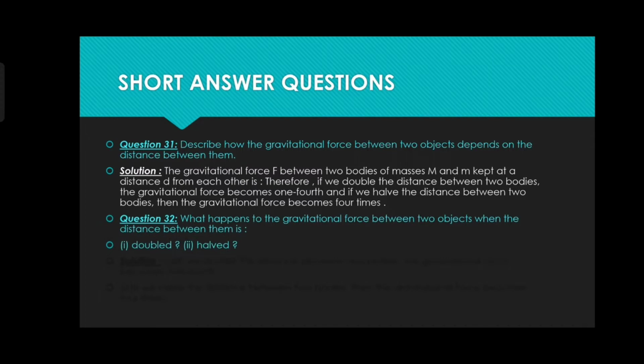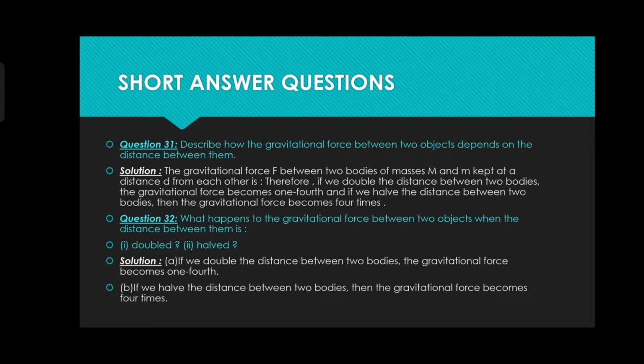Question number 32. What happens to the gravitational force between two objects when the distance between them is first doubled, second halved? Solution. A part. If we double the distance between two bodies, the gravitational force becomes 1/4, as we saw in question number 31. B part. If we halve the distance between two bodies, then the gravitational force becomes 4 times.